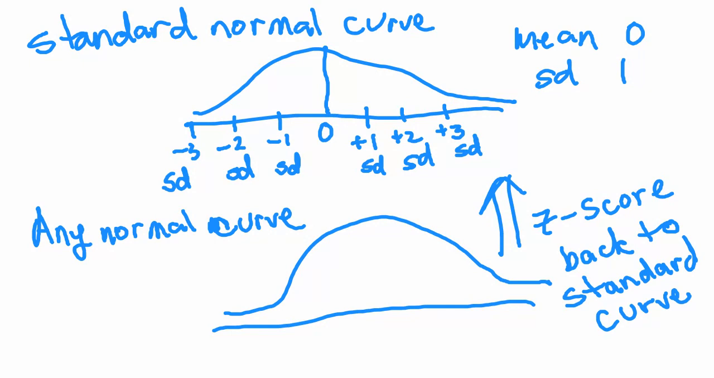Because if, say, we're here on a normal curve, and we don't know exactly where that is, then if we take it back to here, we could say, oh, we're about 2.1 standard deviations from the mean, and then that has some meaning for us because we can do that for any normal curve. So let me just do an example.